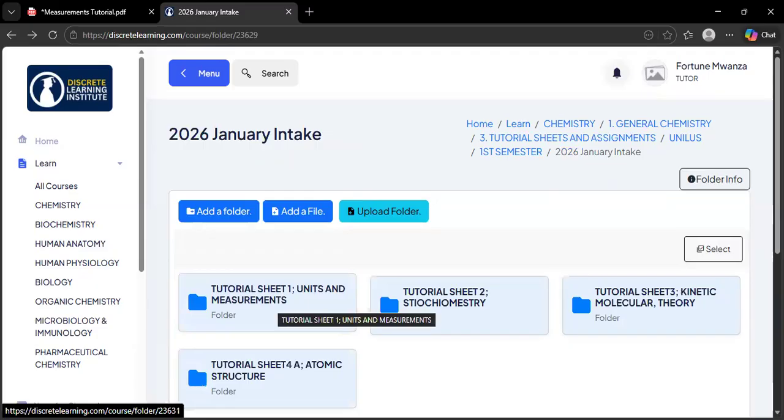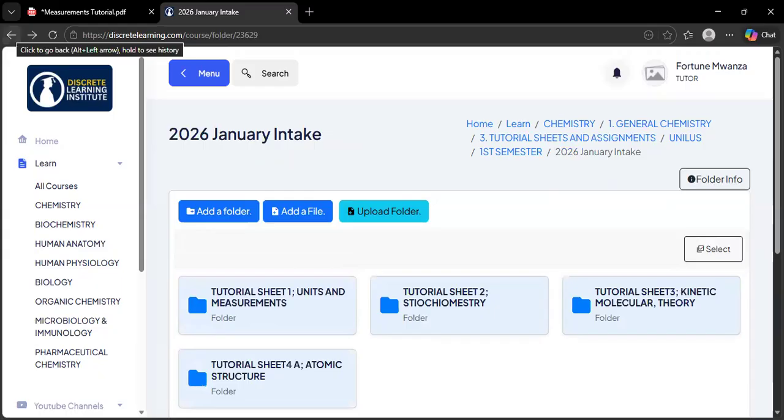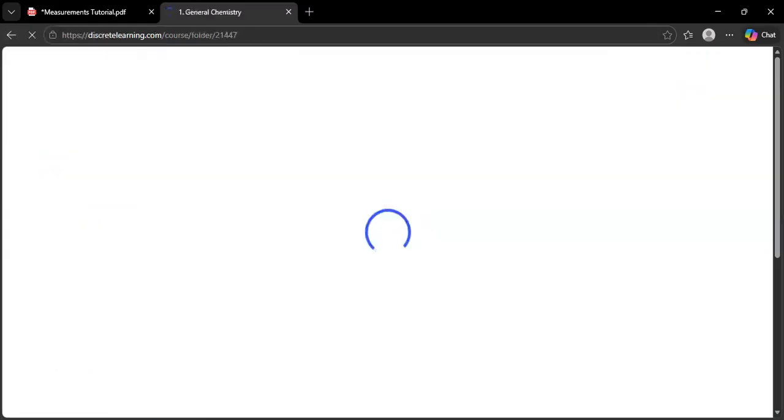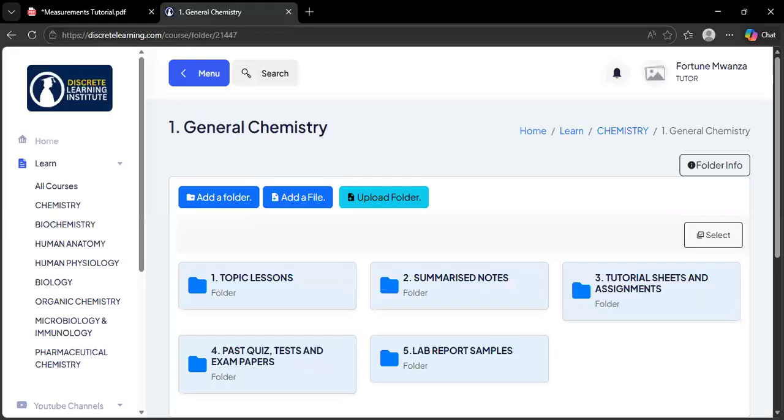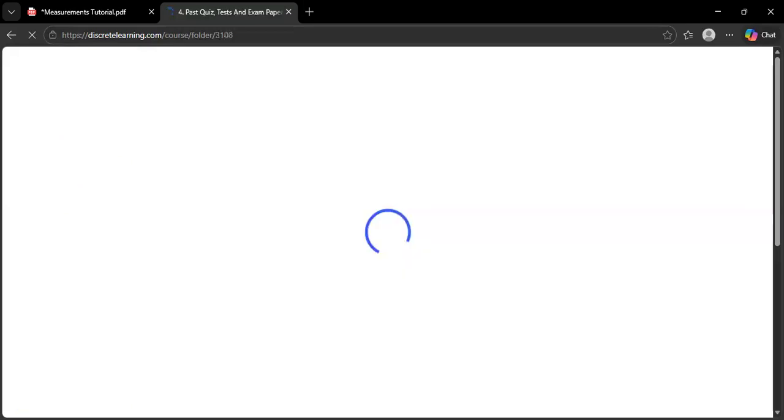Let me just take you back. If you want the past papers, for example, the coded past papers or quizzes, you can go in the folder written coded past papers, quizzes and tests. You open there. Let me just wait for it to load.